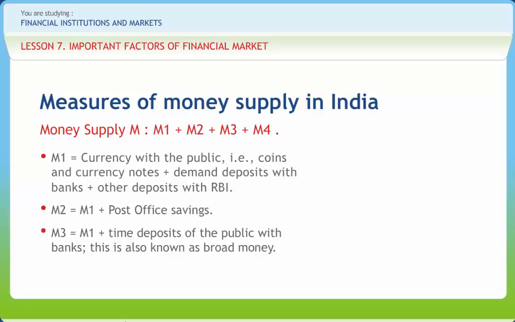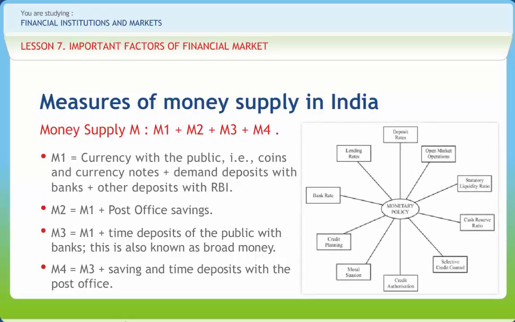It includes net bank credit to government plus bank credit to commercial sector plus net foreign exchange assets plus government currency liability to the public; broad money. M4 equals M3 plus total deposits with post office organization. The growth in money supply must be higher than the growth in the real national income. As income grows, the demand for money as one of the components of saving tends to increase.